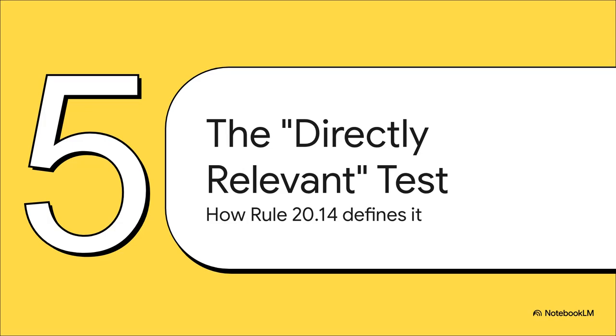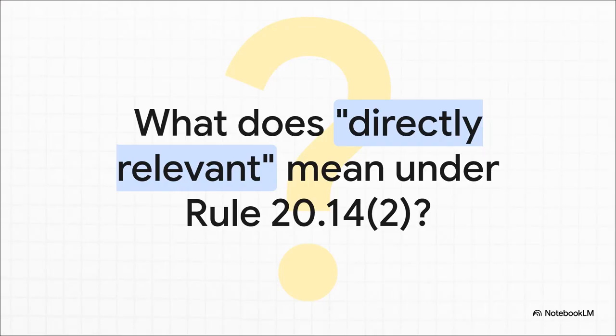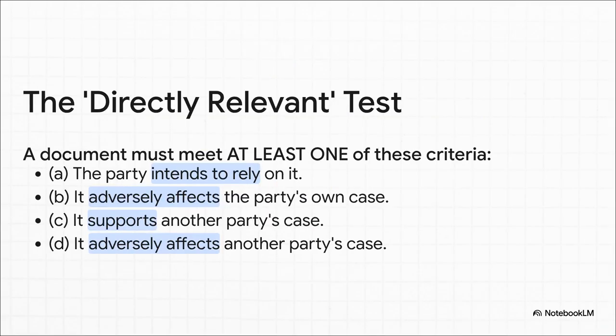Now we're getting to the absolute heart of the new rule, the real game changer, the test for relevance itself. You see, the rule makers didn't just leave directly relevant as some vague concept for lawyers to argue about for hours. No, they built the definition right into the rule. Okay, pop quiz. For your exam, you need to be able to answer this. What does directly relevant actually mean according to Rule 20.14, Subrule 2? This is a critical point to memorize, so let's break down the definition that's right there in the rule itself. And here they are. Rule 20.14, Subrule 2, gives you four distinct categories. A document is considered directly relevant if it falls into any one of them.